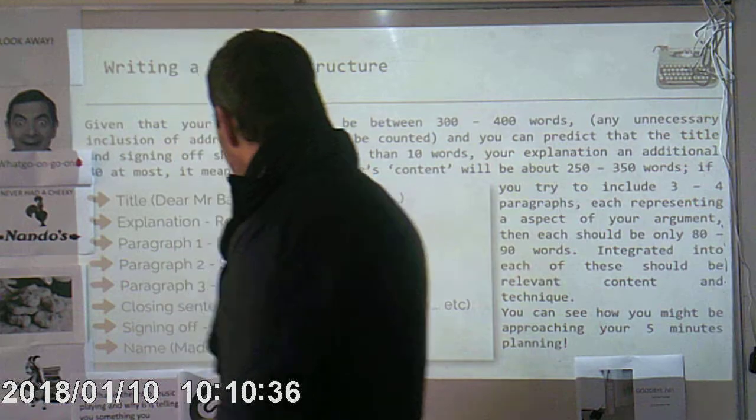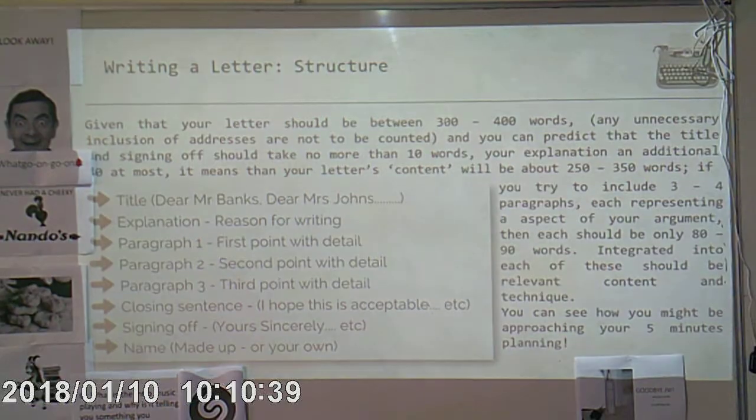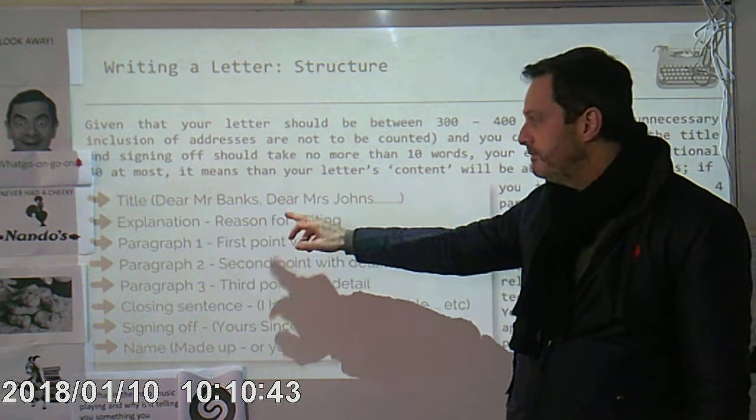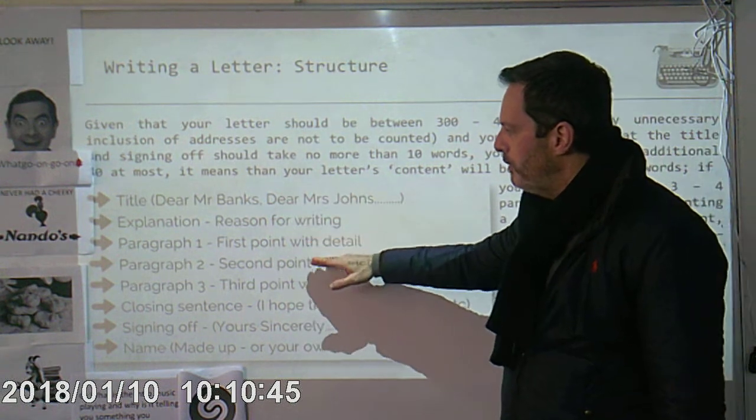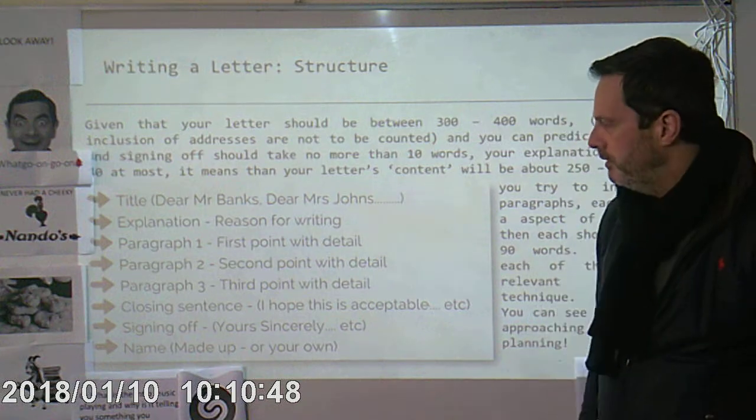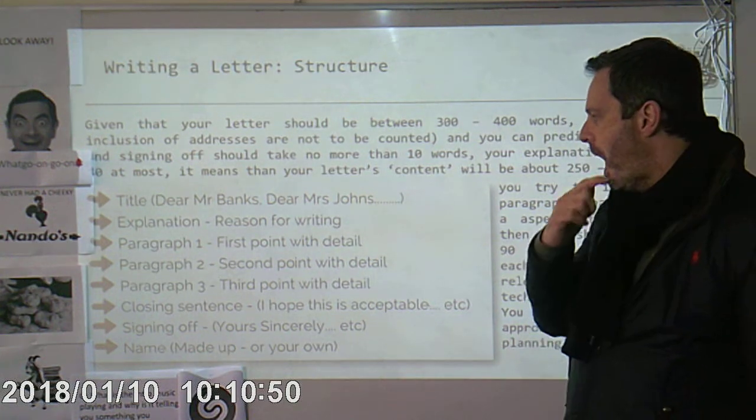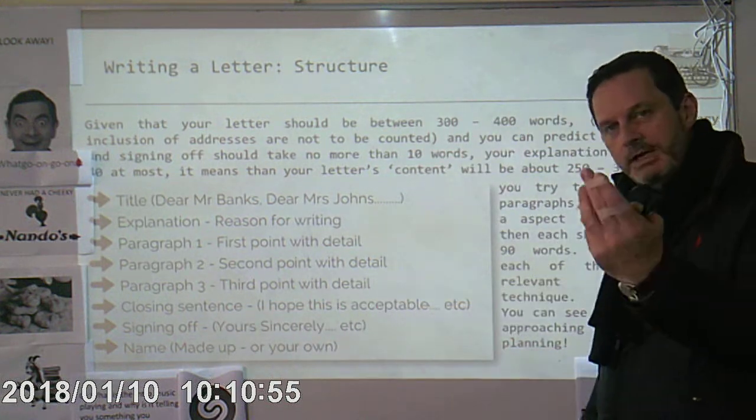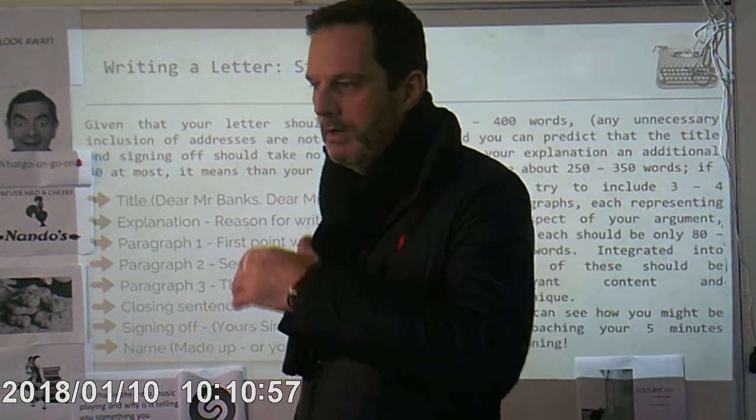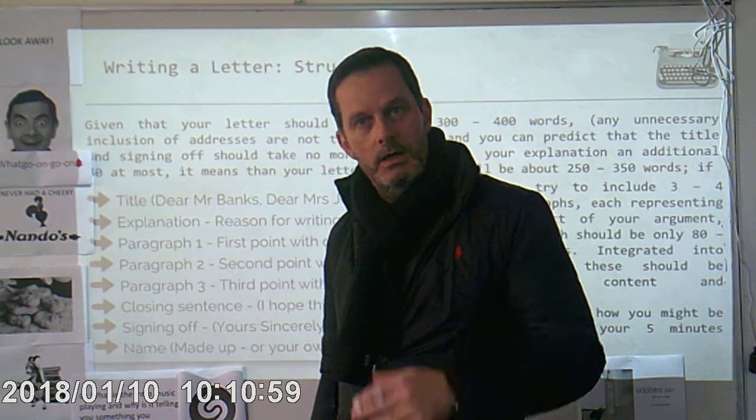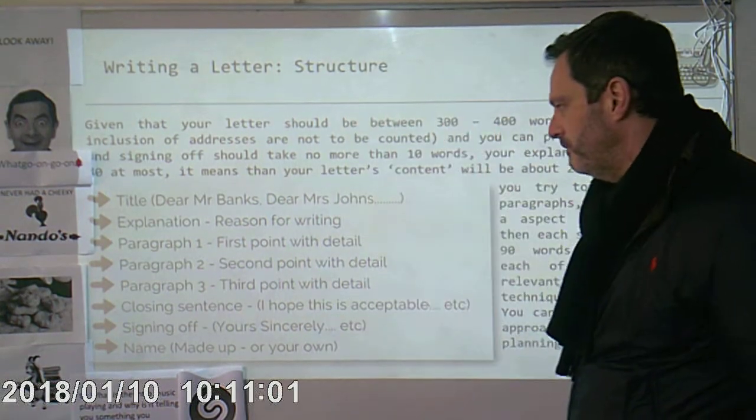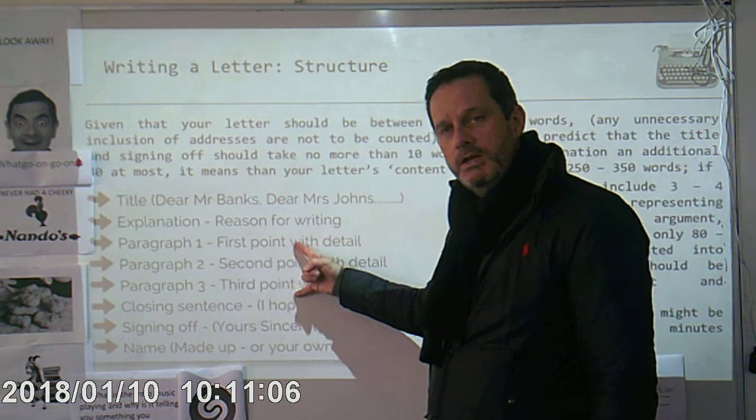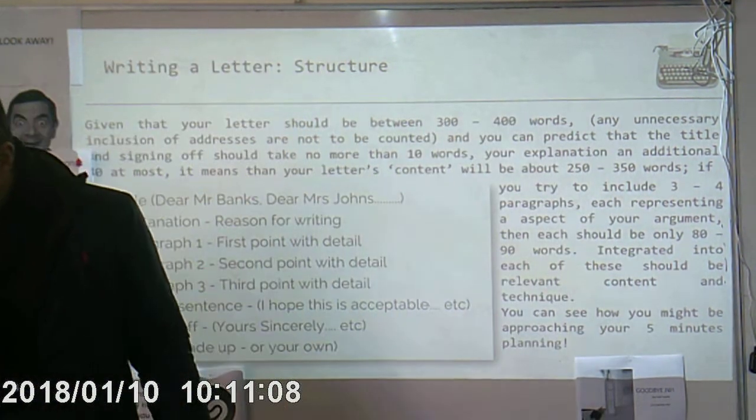All right. When it comes to structure, this is what we are looking at. So your title, your explanation, paragraph 1, 2, and 3. You might have a fourth, but thinking of your word count. Those are the main flesh of it. Then you have a closing sentence: I hope this is acceptable to you. I'm very grateful you've taken time to read my letter. I look forward to hearing from you soon, that type of thing. You're signing off sincerely, faithfully, and your name. These 3 are the key ones, though. That's what we're going to look at now.